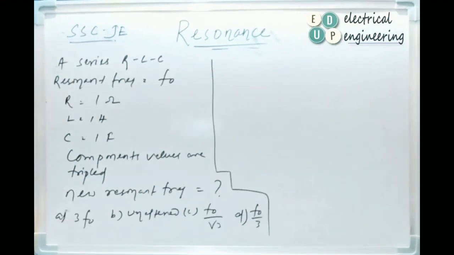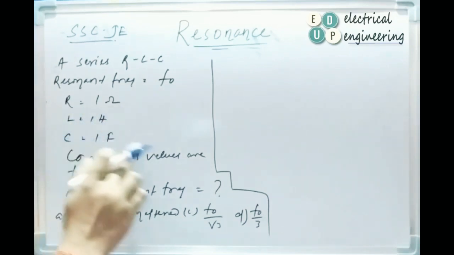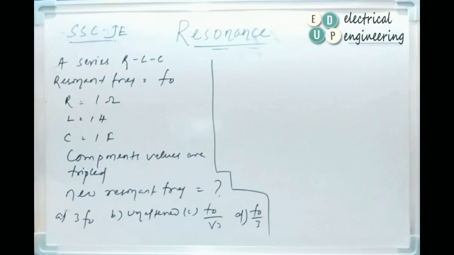Let us go to the next question. Here a series RLC circuit is there. Resonance frequency is given as F0. R is given 1 ohm, L is 1 Henry, capacitance is 1 farad. Component values are tripled now. After we triple the component values, what will be the new resonance frequency? A 3F0, B unaltered, C F0 by root 3, D F0 by 3.